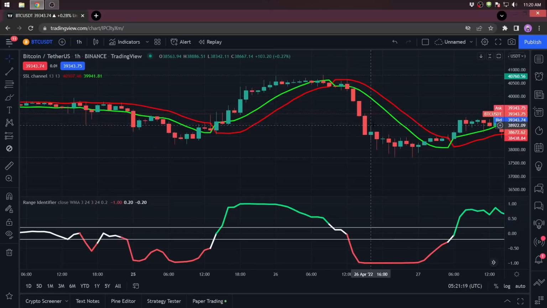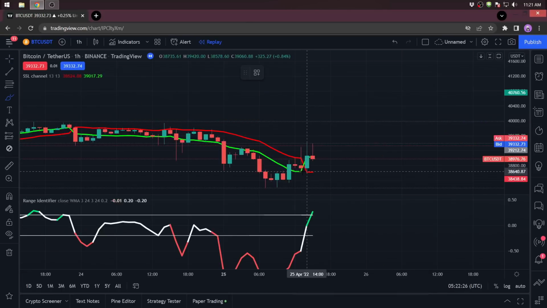Okay, now let's introduce how you can catch signals from the two indicator and two time frame combination. So for a buy signal, if the SSL green line crosses up the SSL red line and at the same time the range identifier price is above the upper threshold and the range line color switches to green, that means it's our entry point for a buy signal.